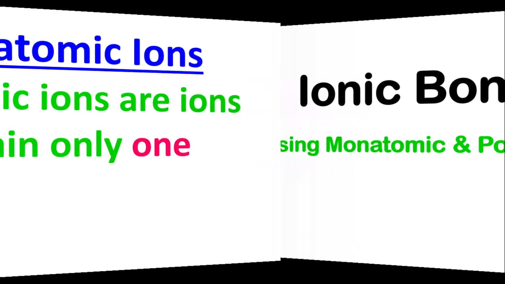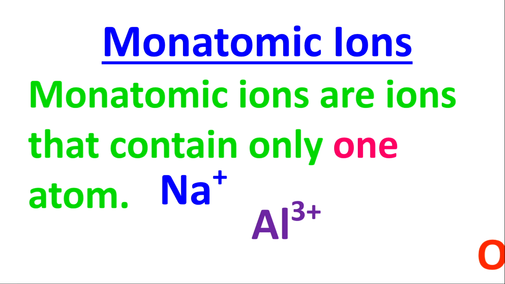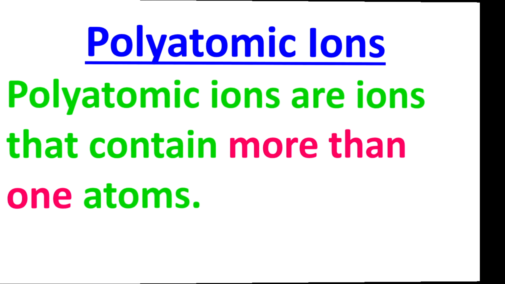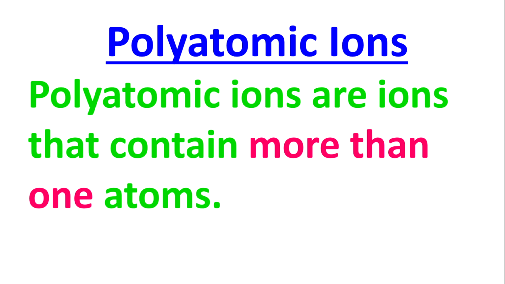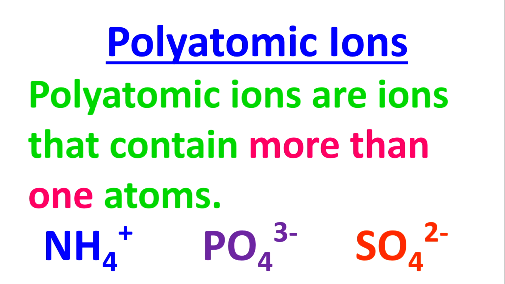The first is that monatomic ions are ions that contain only one atom. For example, sodium, aluminum, and oxygen. The other concept is that polyatomic ions are ions that contain more than one atom. Therefore, it will be a molecule. And so we're looking at ammonium as an example, phosphate, and sulfate.